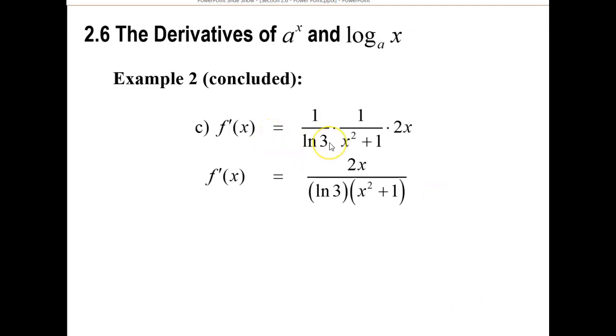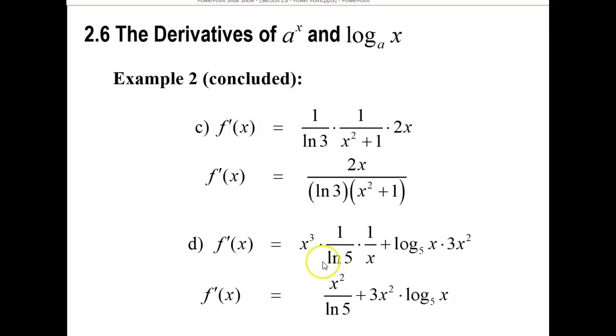All right, the third one, we have to use the chain rule. So it's 1 over the natural log of 3, 3 was the base, times 1 over, instead of x being inside, it was x squared plus 1, so 1 over all of that. But since this is not just x, the derivative of this is the chain rule part where we multiply by the 2x. So 1 over natural log of the base, 1 over the inside of the log, and then times the derivative of that inside. So we end up with the 2x on top, natural log of 3 times x squared plus 1 on the bottom.